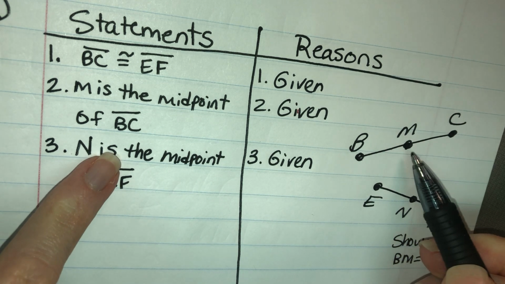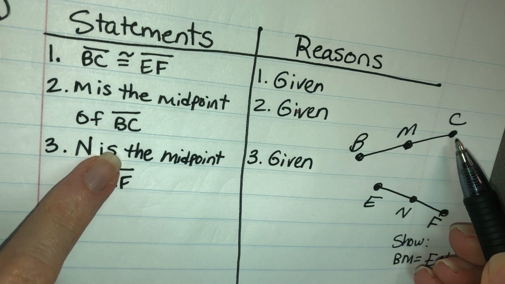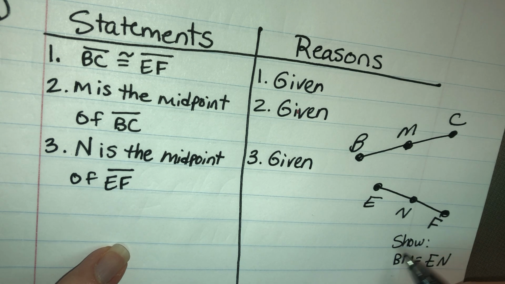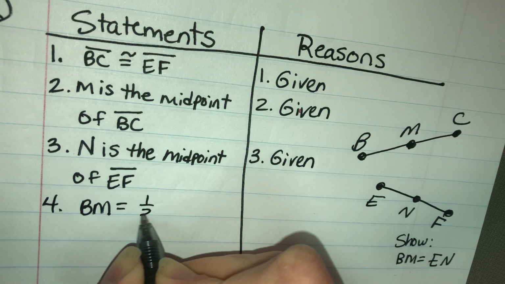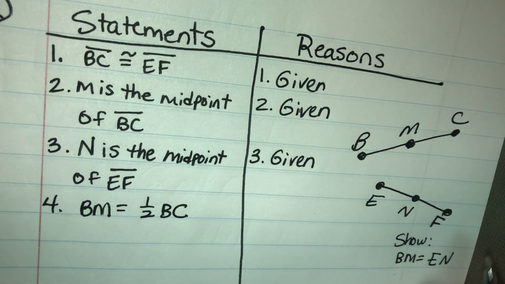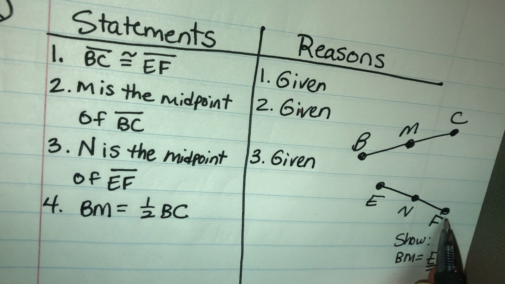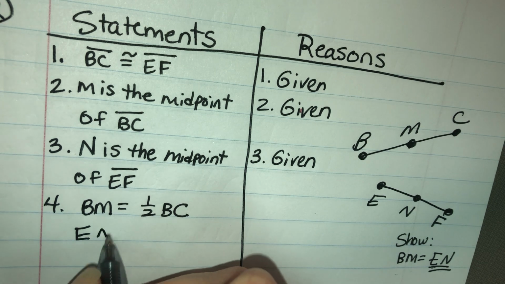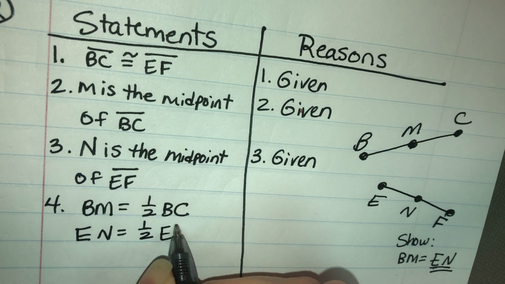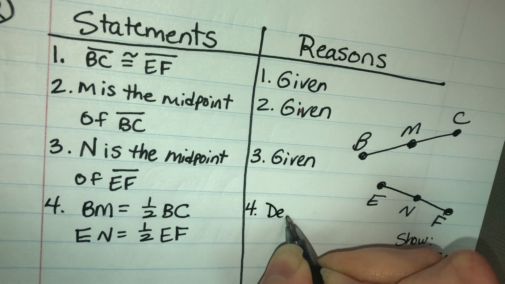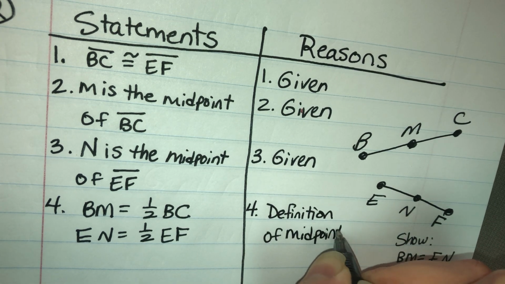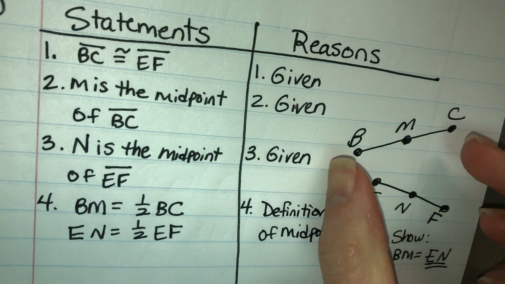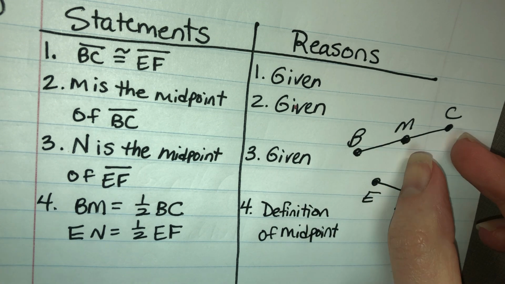So if M is the midpoint of BC, then what do I know about BM's length there? Wouldn't BM have to equal half the length of BC? And what do I know about EN? Wouldn't EN have to be half the length of EF? EN is half the length of EF. How did I know that? Because of the definition of midpoint. Remember, a midpoint separates a segment into 2 equal parts, each one being half the length of the whole.